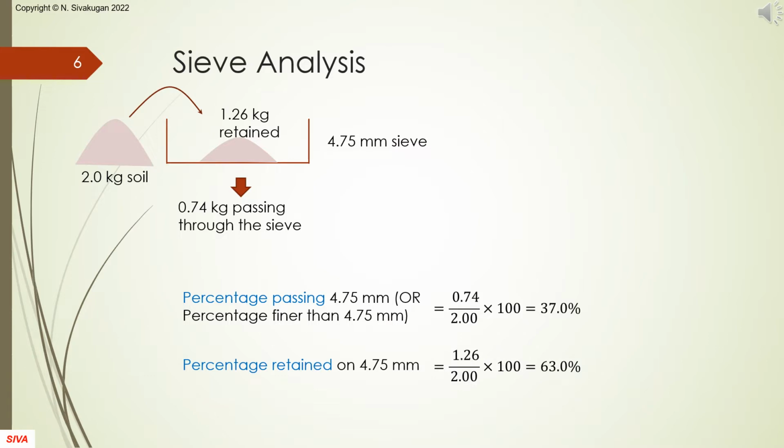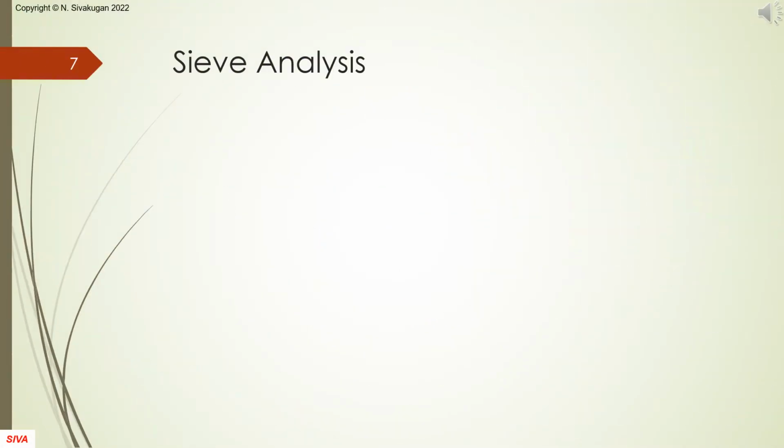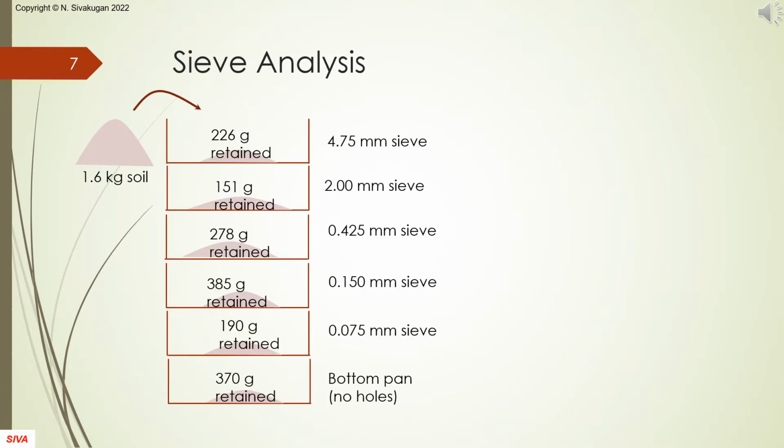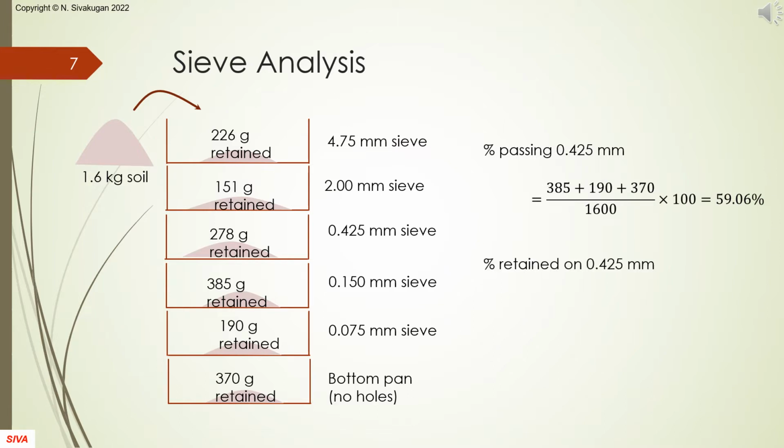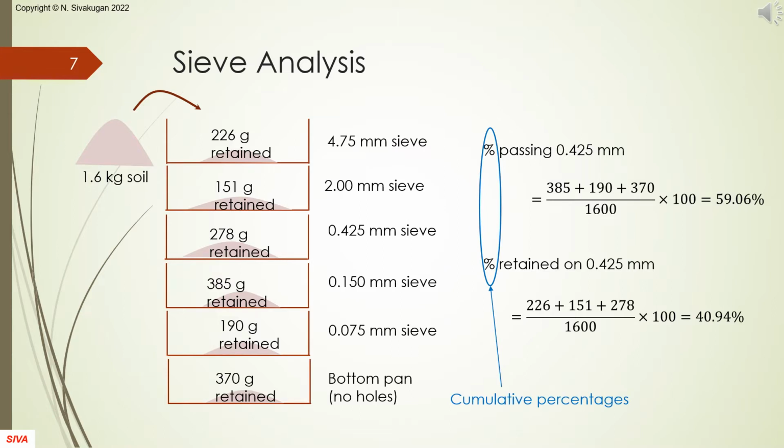Note the terms percentage passing, also called percent finer than, and percentage retained. The percent passing and percent retained are both cumulative. 59% passing 0.425 mm means 59% of the grains will pass through a 0.425 mm sieve.